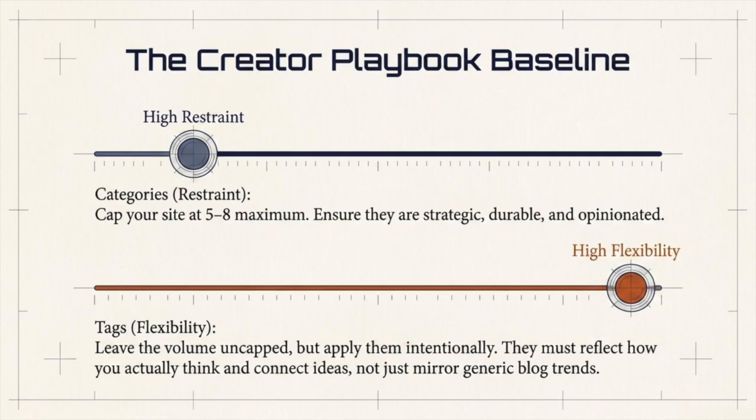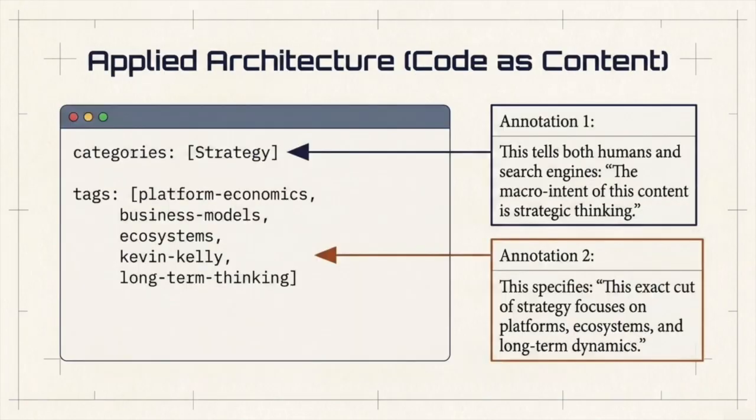When translated to front matter code, like in a static site generator, this strategy becomes explicit. Setting a category like strategy tells search engines and readers the macro intent of the piece. Defining specific tags like platform economics or long-term thinking pinpoints the exact cross-sectional lens being applied.